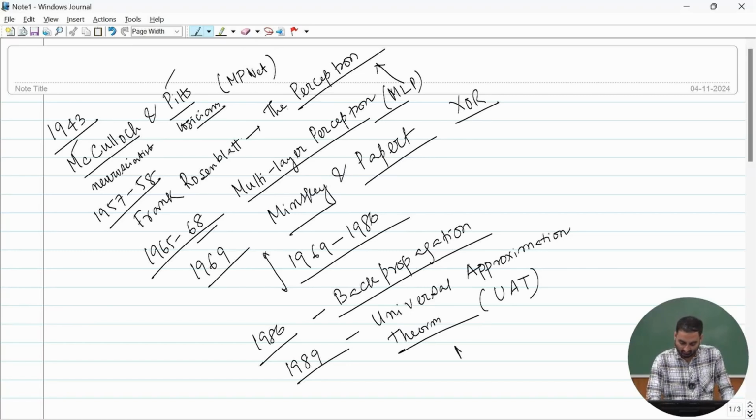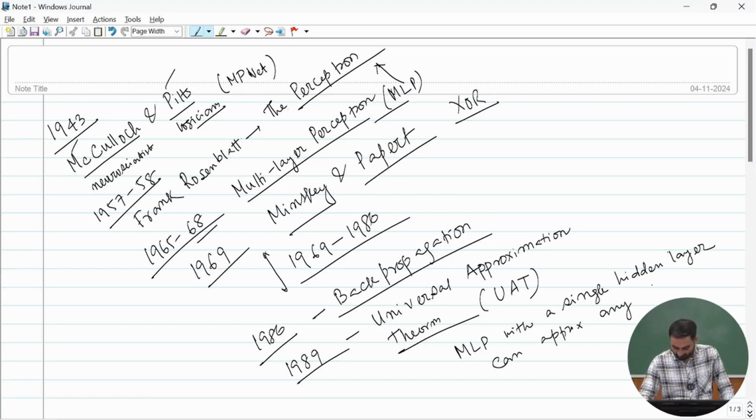So a multi-layer perceptron with a single hidden layer can approximate any continuous function. And this was a big claim, by the way. It was a big claim because now we can use the MLP for any non-linear classification that you can think of.